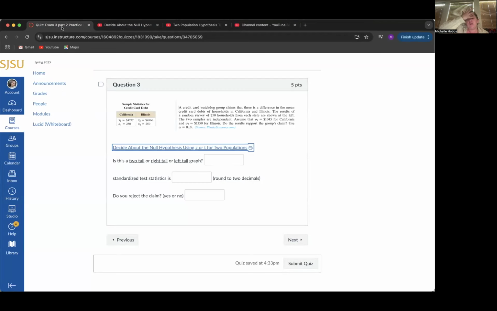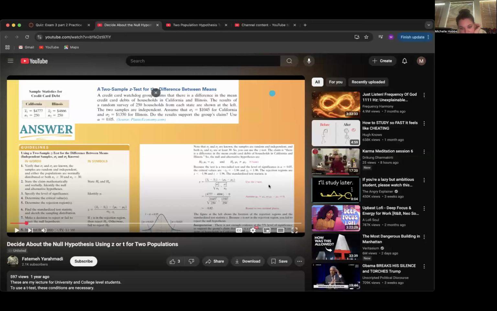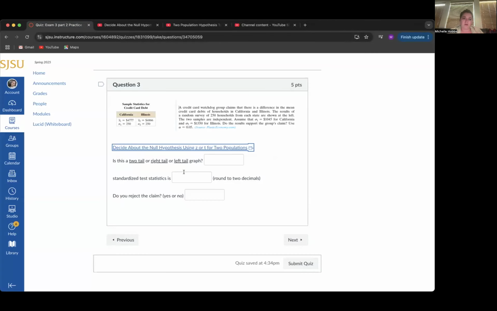So is this a two tail or a right tail or a left tail? Let's see. The test is a two-tailed test. So it is a two tail.